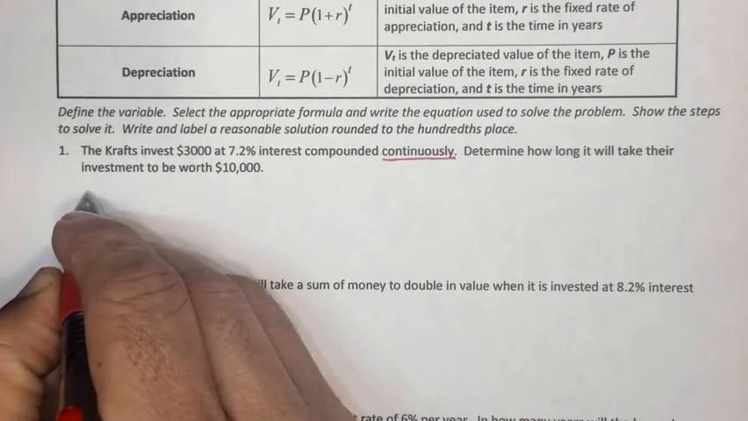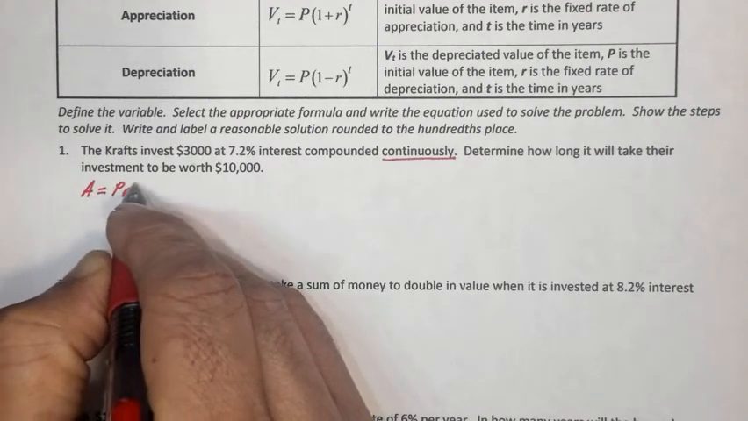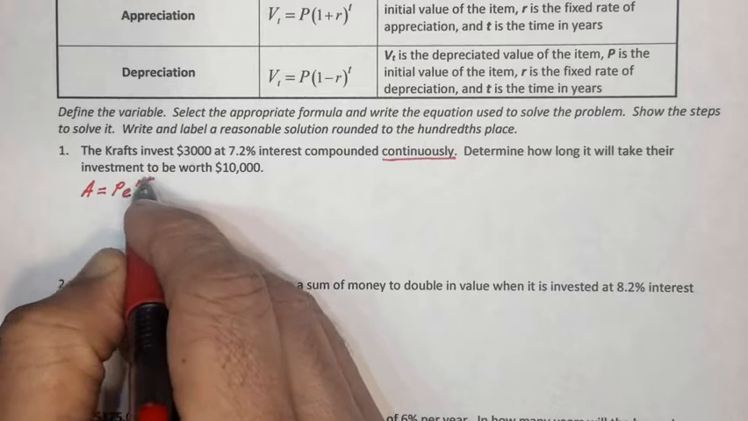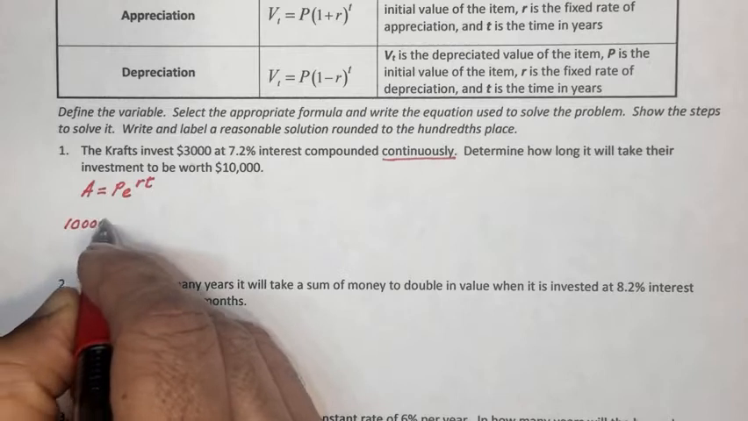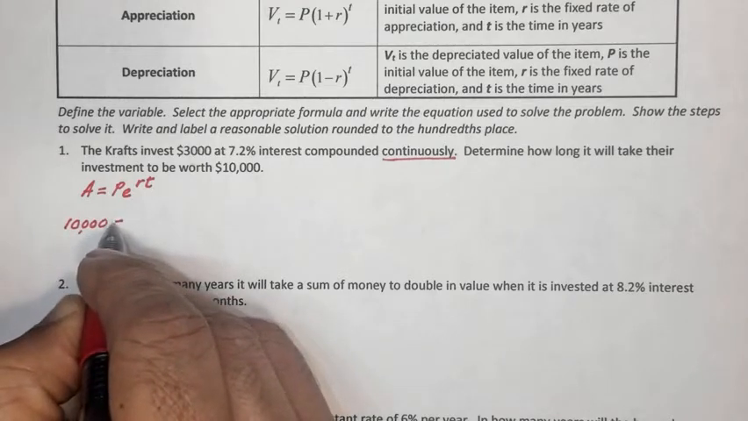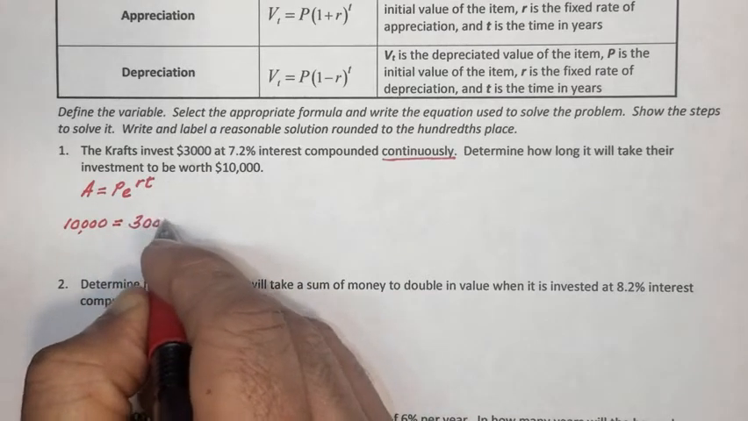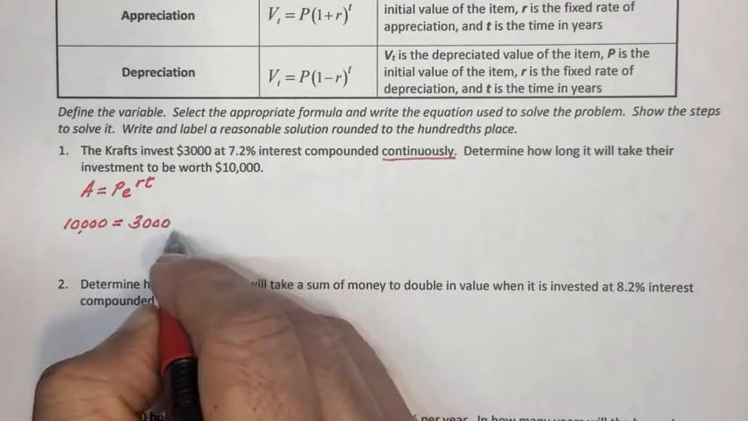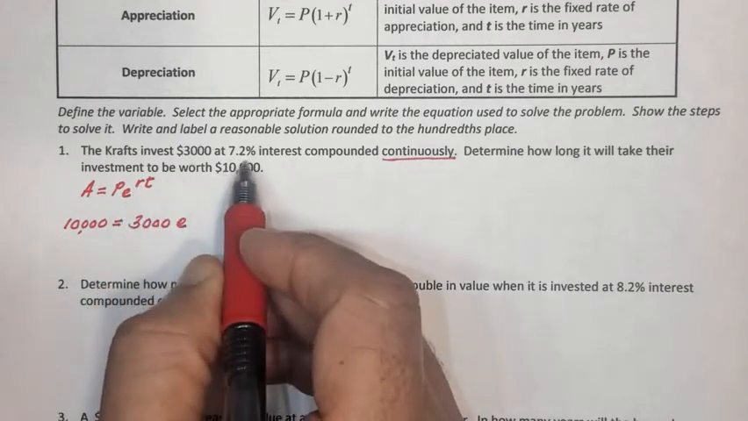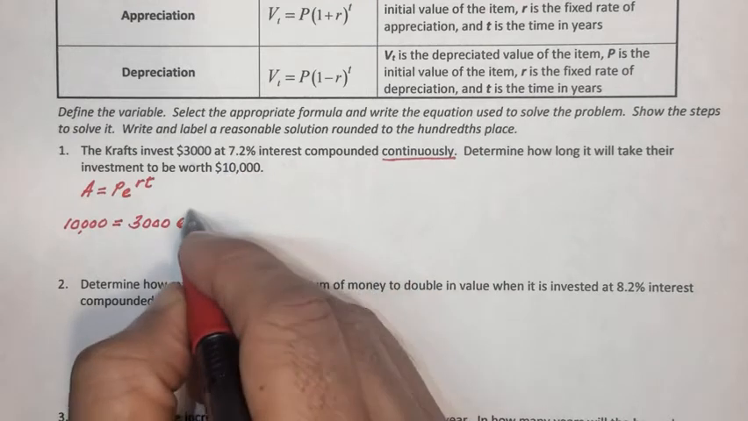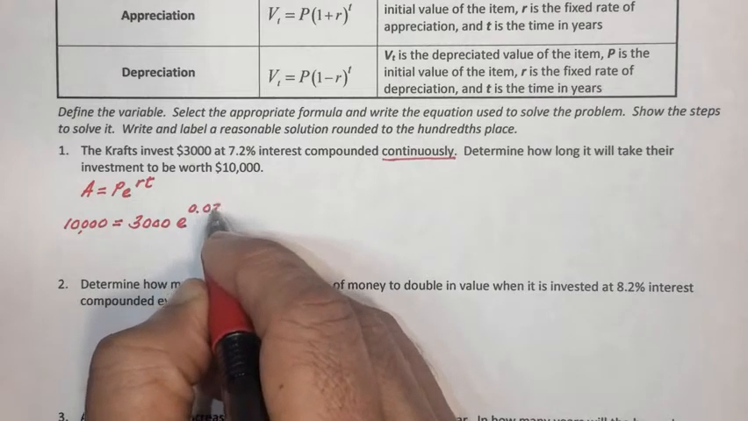A is equal to P e to the power of RT. Let's put the values. A is 10,000 and P is 3,000 here. e to the power of RT, the rate of interest is 7.2, so 7.2% is 0.072, then t.